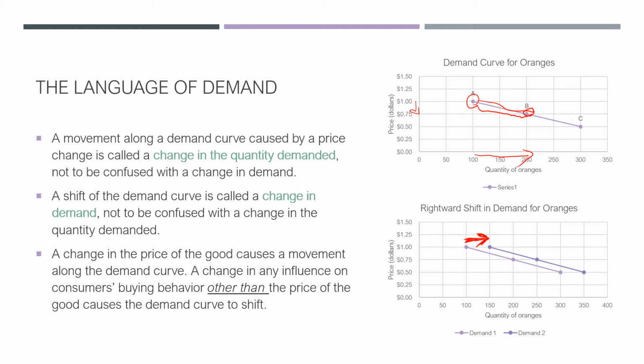One more time. It's easy to confuse a movement along the demand curve with a shift of the curve because both represent changes in consumers' buying behavior. Here's a simple rule to help you keep them straight. A change in the price of the good causes a movement along the demand curve. A change in any influence on consumers' buying behavior other than the price of the good causes the demand curve to shift.